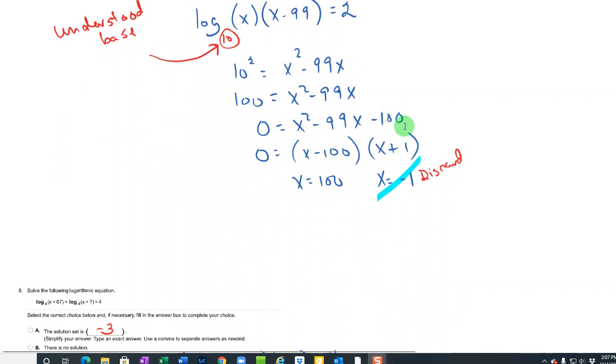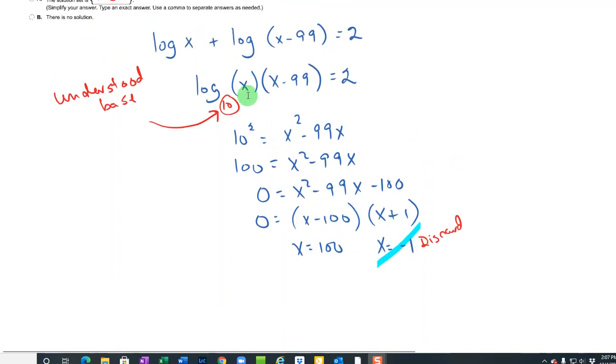100 times 1 gives me 100, and I can get 99 for the middle number, and I get 100 and negative 1. You cannot use the negative 1 because right here and here, it gives you a negative, and you cannot take the log of that in the original. So we discard that one. Be sure you watch that.